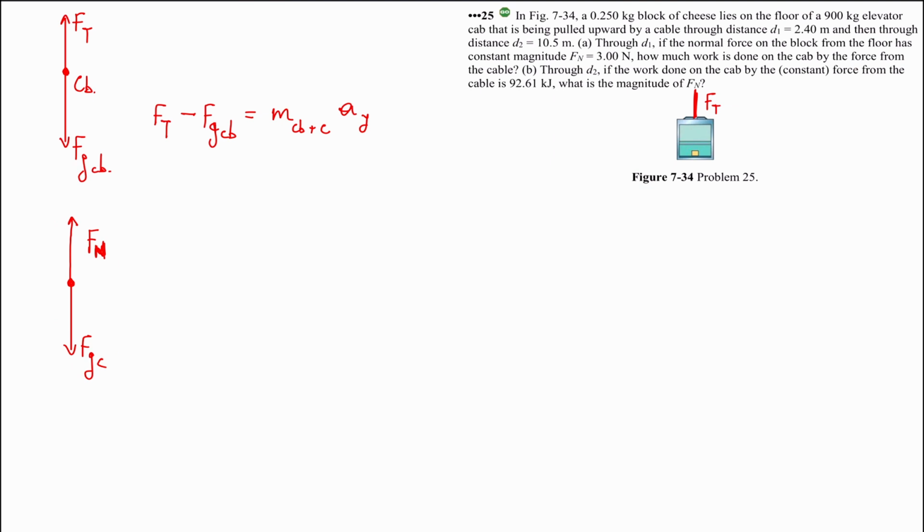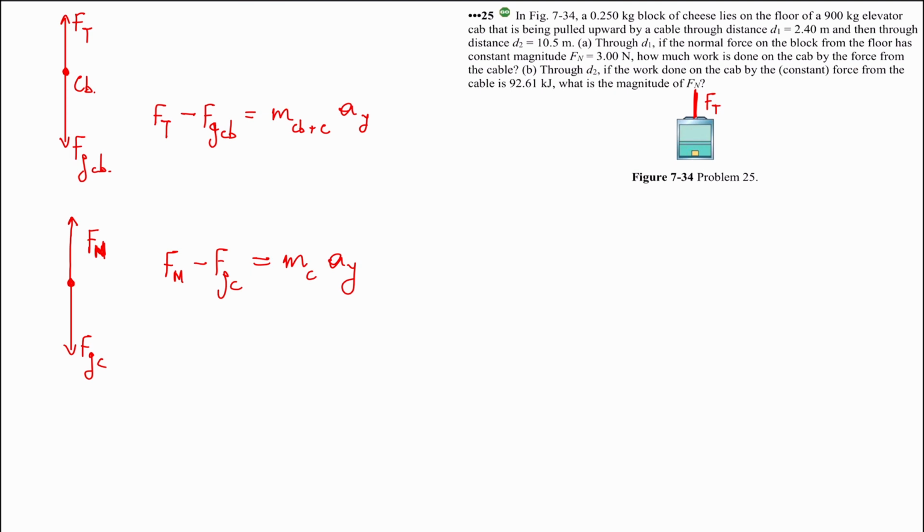So that means we're going to have Fn minus Fg sub c equal to the mass of the cheese times the acceleration, Ay. Now, it should be clear that this Ay is exactly the same as this one. Otherwise, the cheese and the cab could not be in contact, or the cheese could not be on the floor of the cab. They must have the same acceleration.